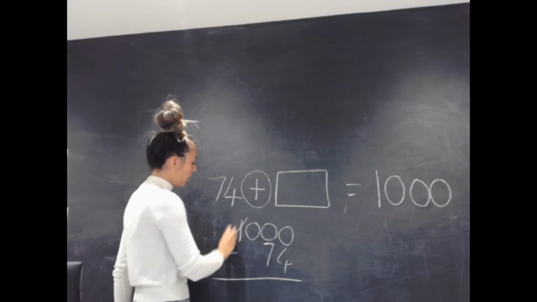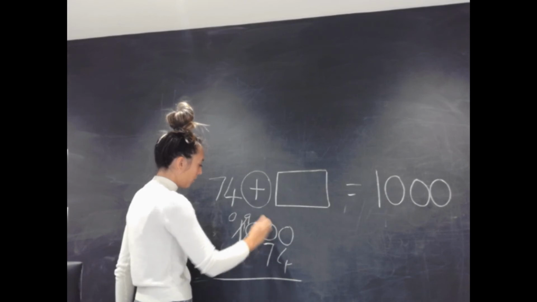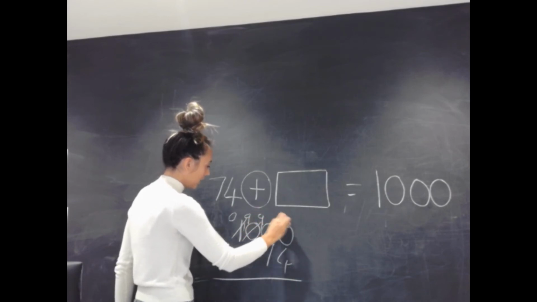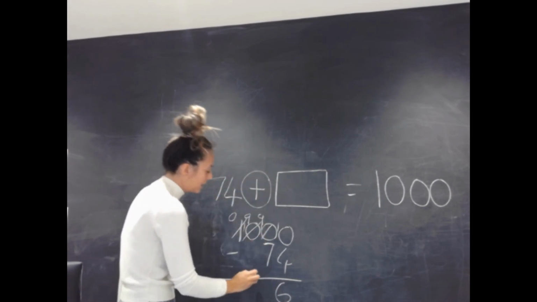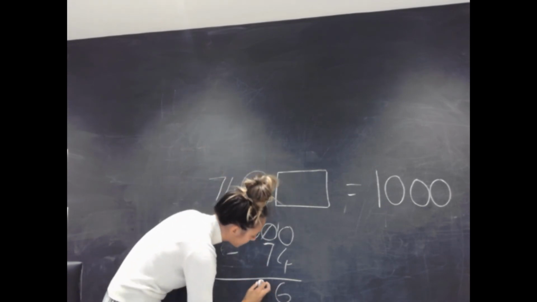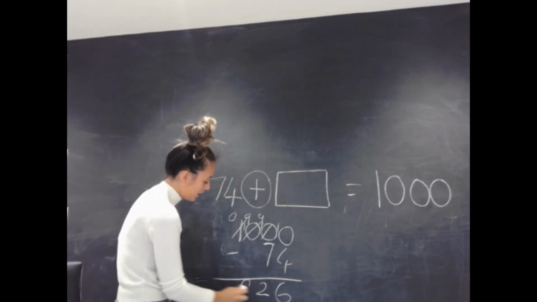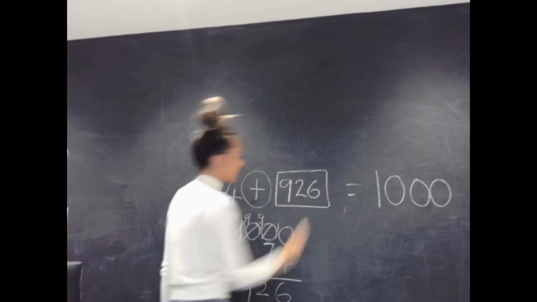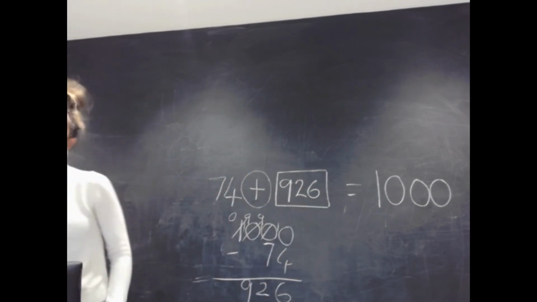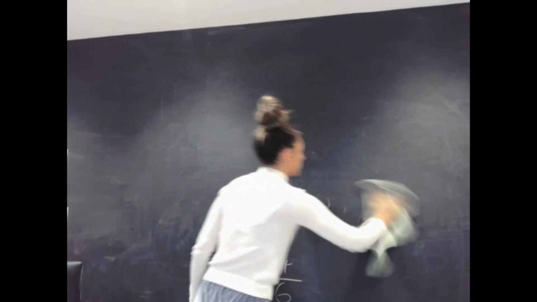So I'm going to borrow 1 from here, I've got 0 left, borrow 1 from here, 9, borrow 1 from here, 9. 10 take away 4, 6, 9 take away 7, 2, 9 take away nothing, 9. So the number that should go in this box is 926. I hope that helps you work questions like that out.